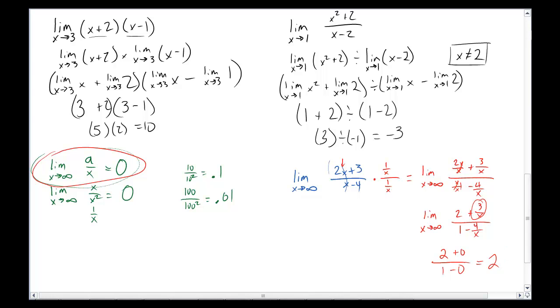giving me an answer of 2, which is the same answer that we came up with at the beginning of the year, several months ago when we were looking at asymptotes and rationals and all that kind of stuff. But the difference is now I can do it formally. I can actually mathematically prove what I'm getting.